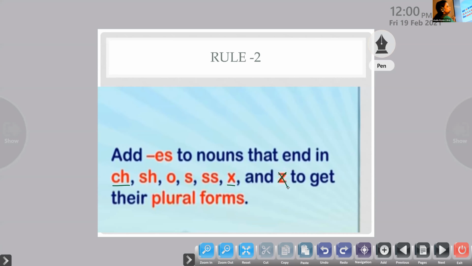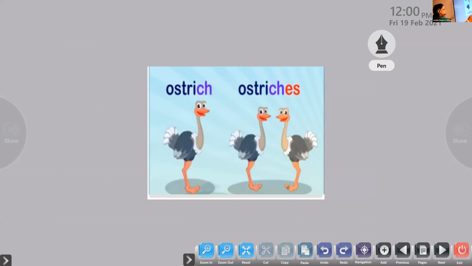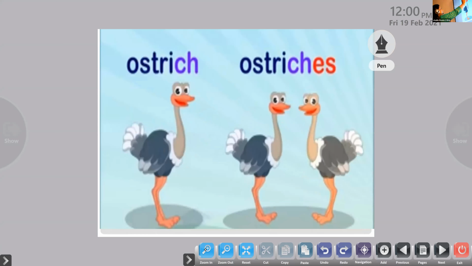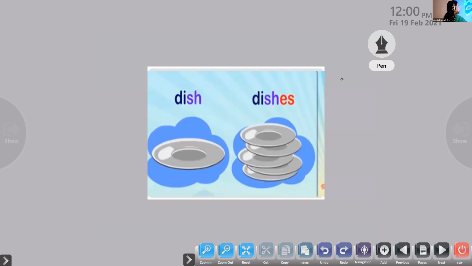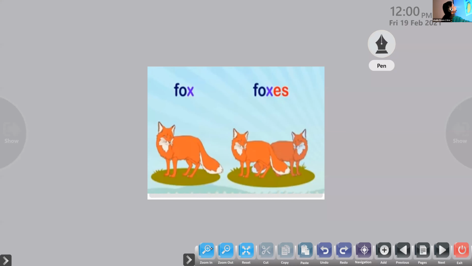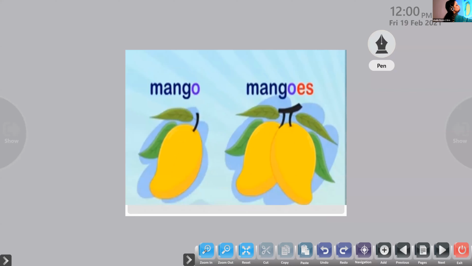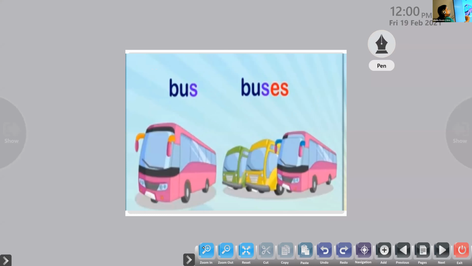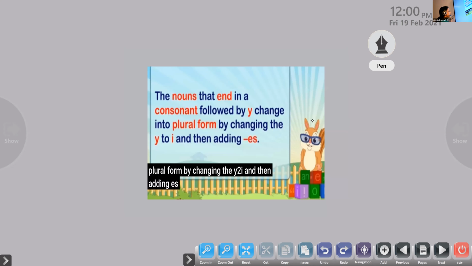Now let's move on to the third rule. Before we move on, just look at a few examples of those words. Ostrich, ostriches. Dish, dishes. Fox, foxes. Mango, mangoes. Bus, buses. And even with two s, that is class. What do we do? We add es at the end of the word. So the second rule is over.